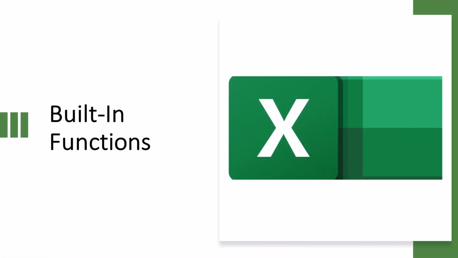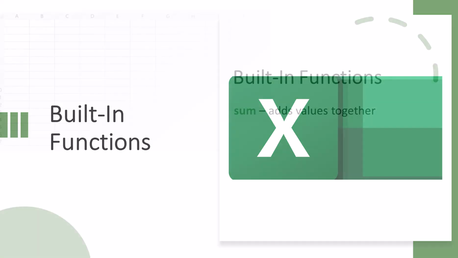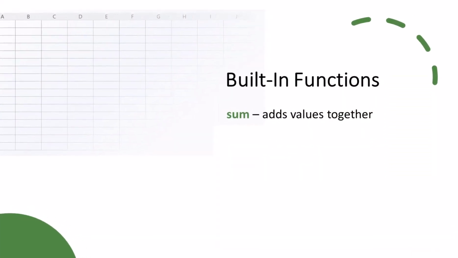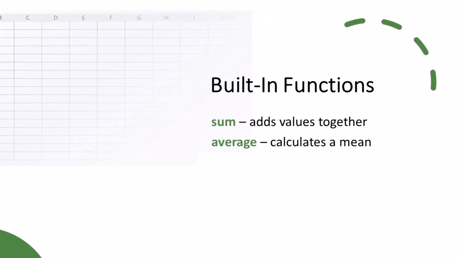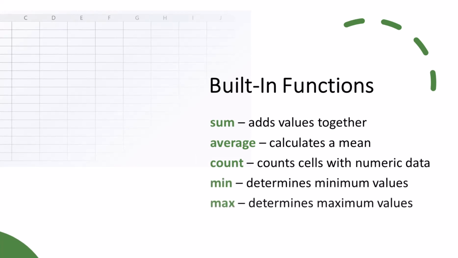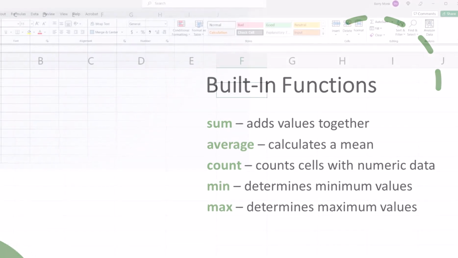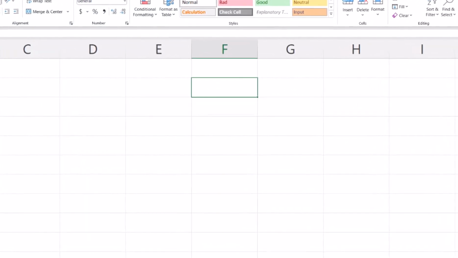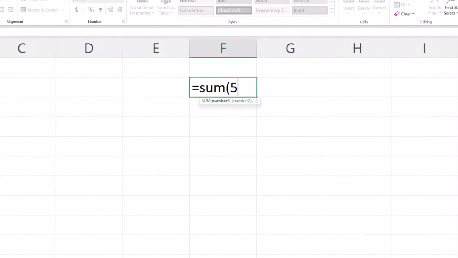Built-in functions. Excel has many built-in functions available. Some common ones are sum, which adds values together, average, which calculates a mean, count, which counts the number of cells containing numeric data, and min and max, which determine minimum and maximum values. Let's apply the sum formula. Here we type the formula equals sum(5, 2, 3). When we press enter, we get the sum, which is 10.